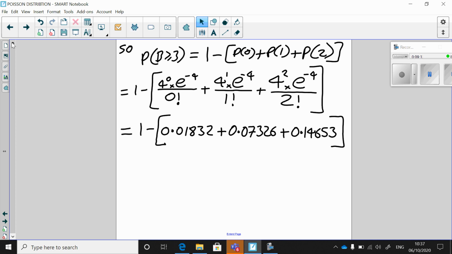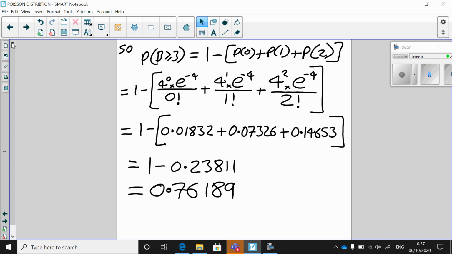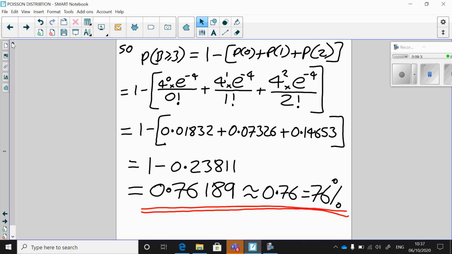So I need to sum them together. Done that, and then subtract it from 1. So 0.76. It is between 0 and 1, so it looks okay. And so what does that mean to us? Approximately 0.76, which is approximately 76%. So I'm going to make a little statement here.